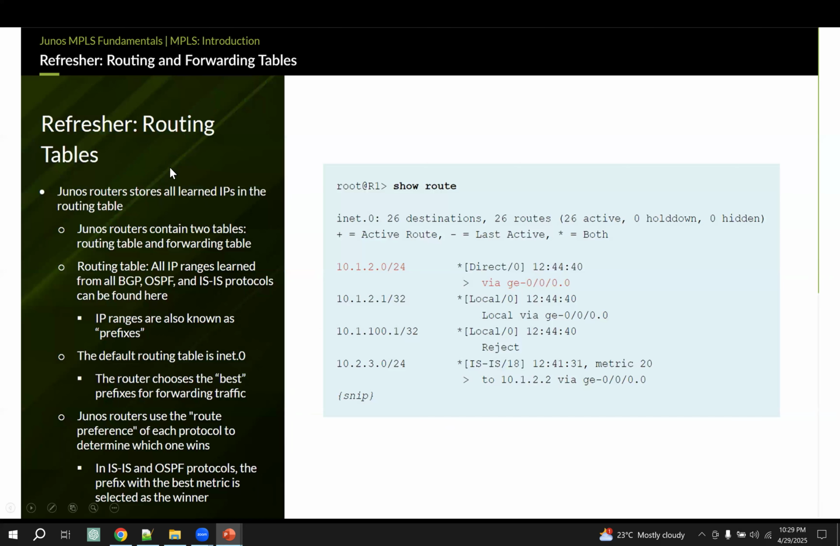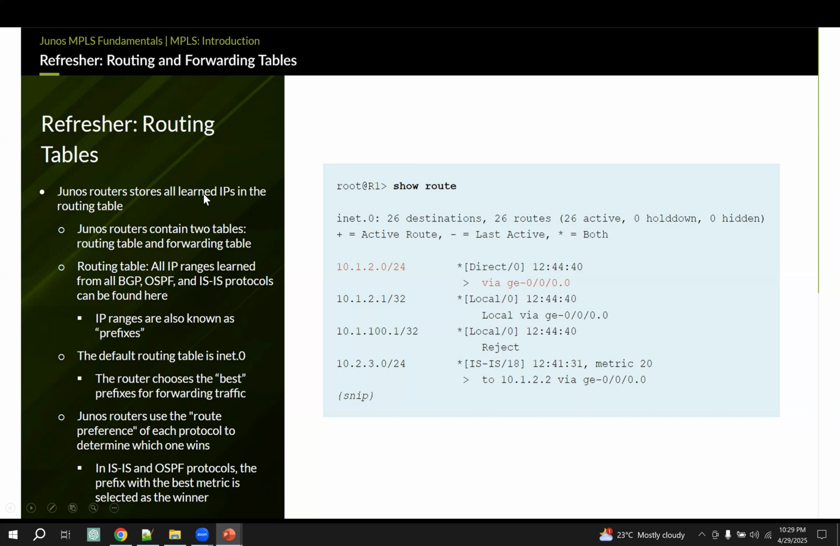Okay, routing tables. This is a traditional routing table, the routing table for IPv4. This routing table has multiple routes. Some protocol types are direct, some are ISIS, some are local. Different routing tables are populated from different routing information sources.